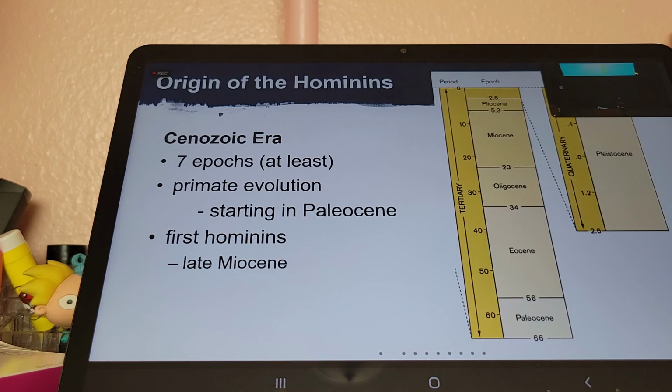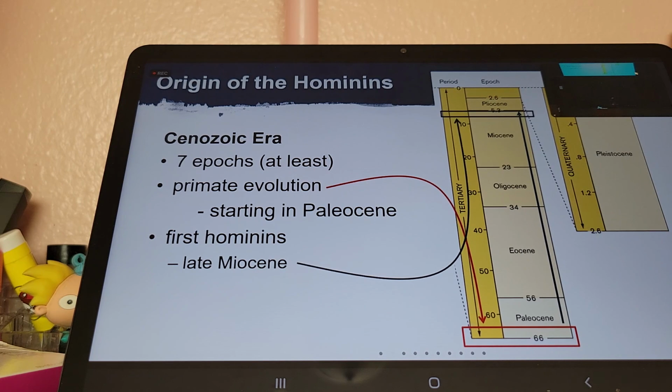Okay. Let's talk about the earliest hominins, their origins. How did they arise? Well, we've already looked at the Cenozoic era. We know that for our purposes, primate evolution starts in the earliest parts of the Paleocene, at about 66 million years ago. We have evidence for some of the earliest possible primates. And then we get the first hominins in the late Miocene at about 7-8 million years ago.